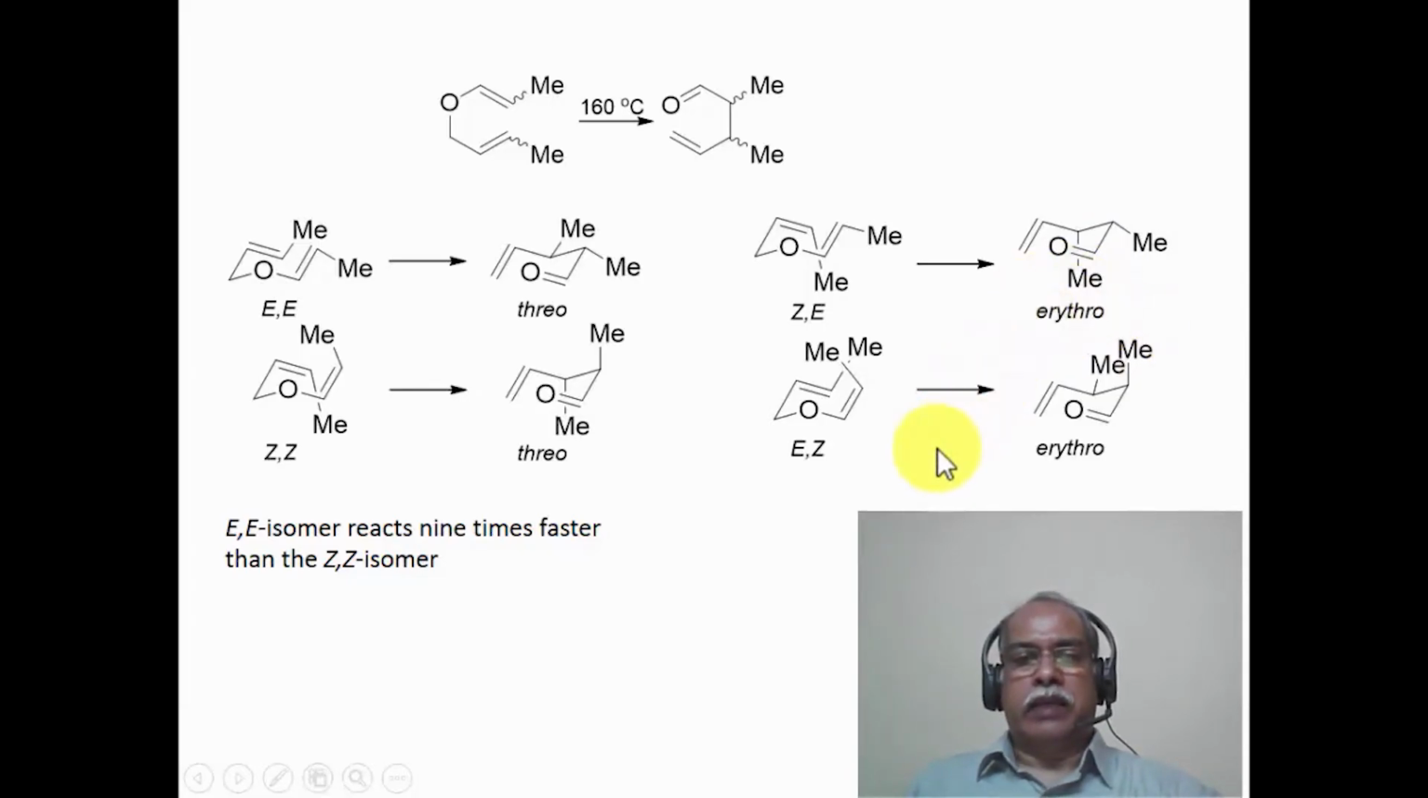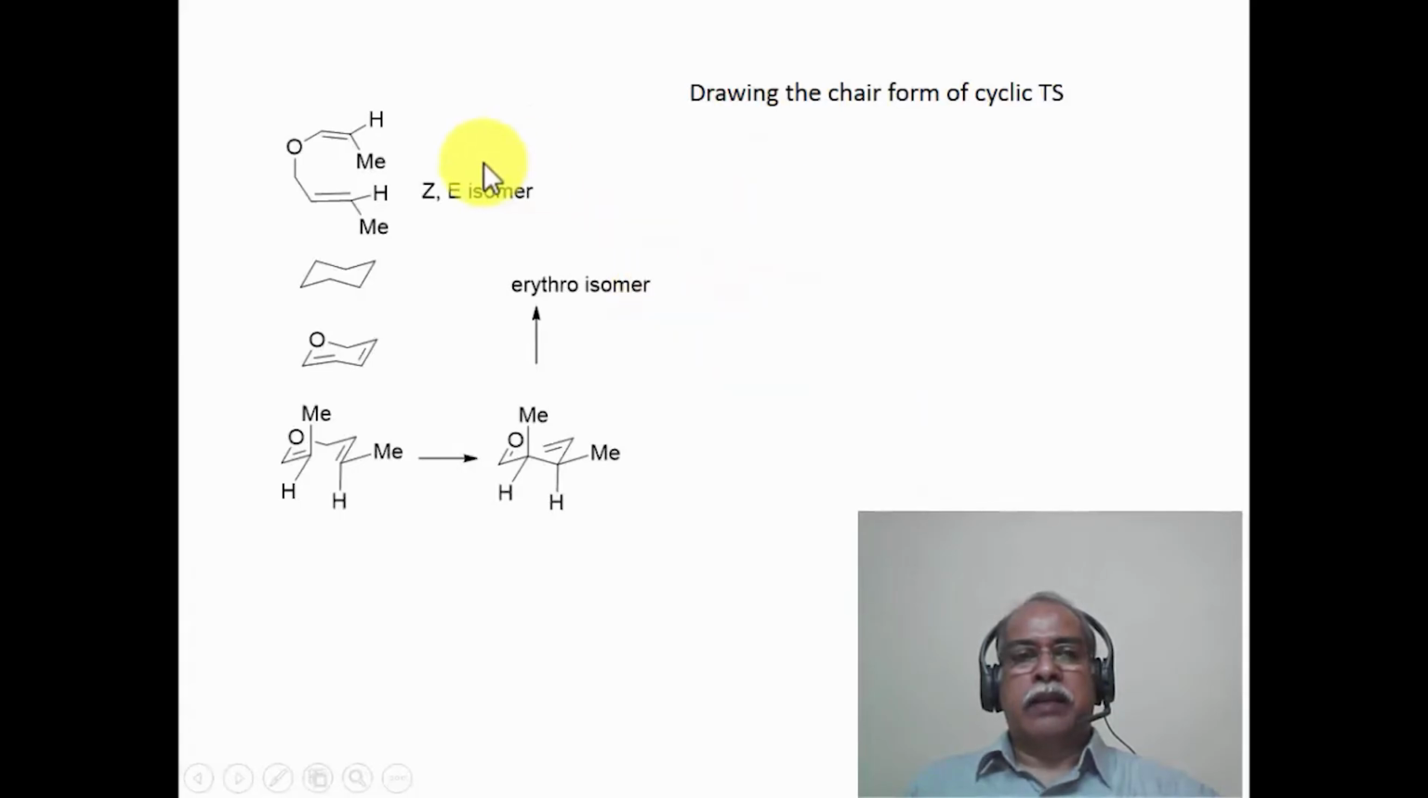Now, how do we write the chair form of the molecule is explained here. Let us take the example of the ZE isomer of the dimethyl substituted allyl vinyl ether. What you do is first write a chair form of a cyclohexane nicely, and then substitute one of the carbons with oxygen, and then generate the vinyl group adjacent to it and an allyl group one carbon away from the oxygen atom. So this will be the allyl part of the ether, and this will be the vinyl part of the ether. So this bond has to be broken in the starting material, and this bond has to be broken during the course of the reaction.